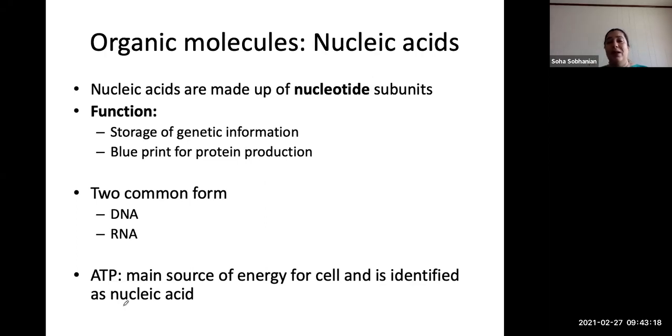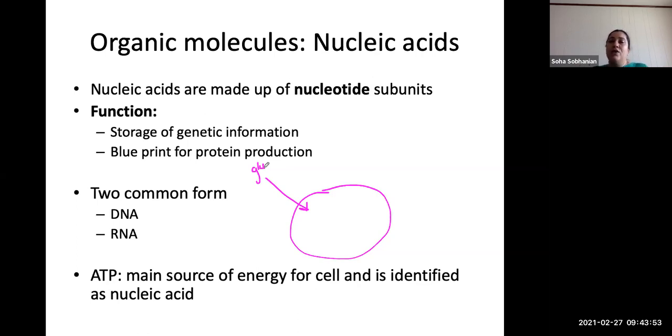Another importance of nucleic acid, other than the fact that it's genetic information and helps me with protein production, is this molecule called ATP. ATP is the way your body basically uses energy. I want to make sure this is clear. So when you look at a cell, what comes into your cell is glucose, which we already talked about is the main source of energy for your cell.